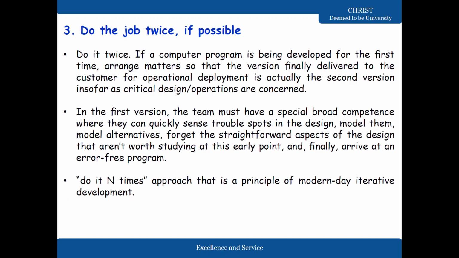And the third point is do the job twice if possible. As I said, do it twice. If a computer program is being developed for the first time, arrange matters so that the version finally delivered to the customer for operational deployment is actually the second version insofar as critical design or operations are concerned. In the first version, the team must have a special broad competence where they are quickly sensing trouble spots, okay, in the design model, and then model alternatives, forget the straightforward aspects of the design that aren't worth studying at this early point, and finally arrive at an error-free program.